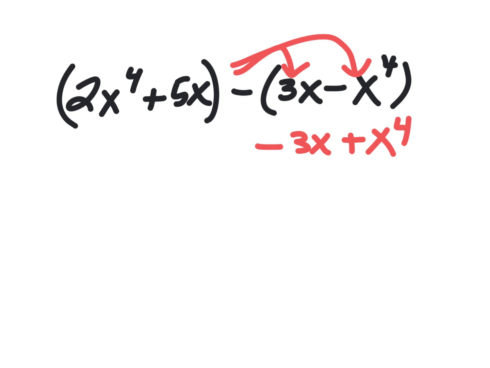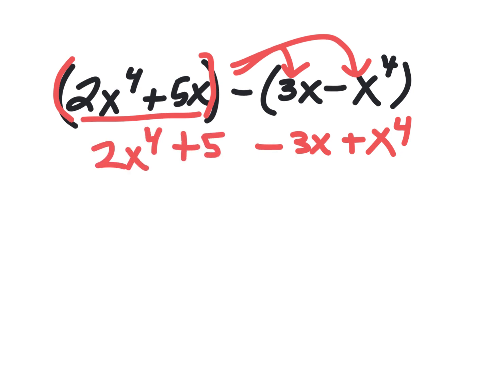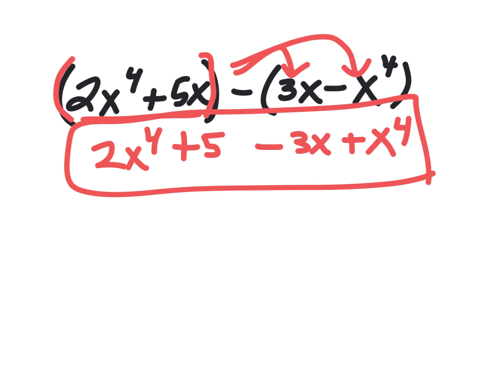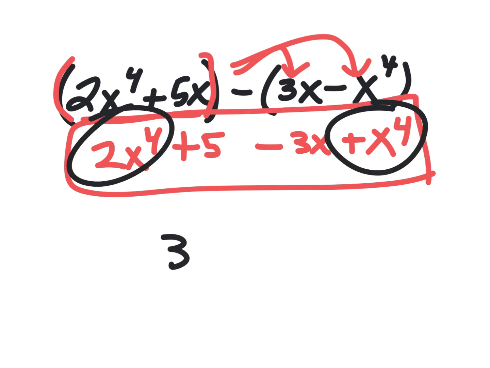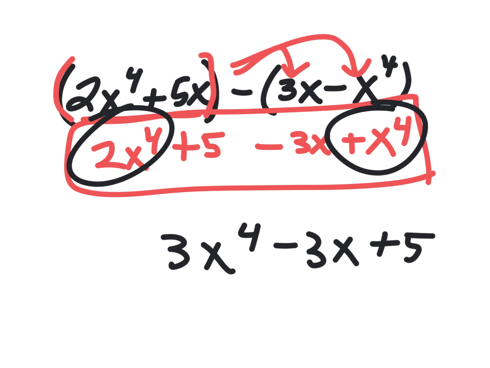And this, I said you could just drop these parentheses here because there's nothing distributing in, and I can't add these two because they're not like terms. 2x to the fourth plus 5x. Now, all of those, you just find the like terms and you put them together like that, and that makes 3x to the fourth minus 3x plus 5. Raise your hand if you had that one right.